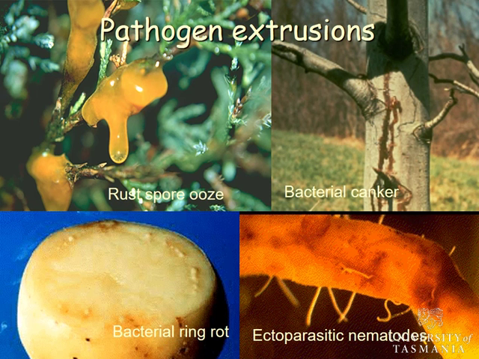You might also get extrusions. So here's a rust that's also releasing a whole bunch of sap from the plant, so you end up with this yellow goop. Again, the presence of the pathogen plus some plant stuff. Bacterial cankers will often cause this sort of leakage. If you've seen some fruit trees, you'll often see this sort of sap leakage, generally caused by bacterial canker.